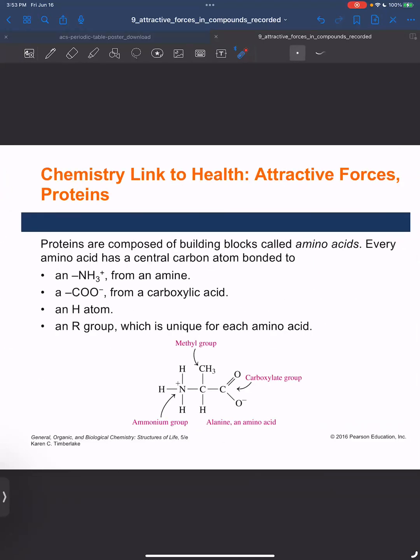So proteins are composed of building blocks called amino acids, and every amino acid has a central carbon atom bonded to an ammonium group, which is from an amine, a carboxylate group, which comes from a carboxylic acid, hydrogen, and an R group. This is like the side chain, which is unique for each amino acid. So in this case, this is a methyl group here.